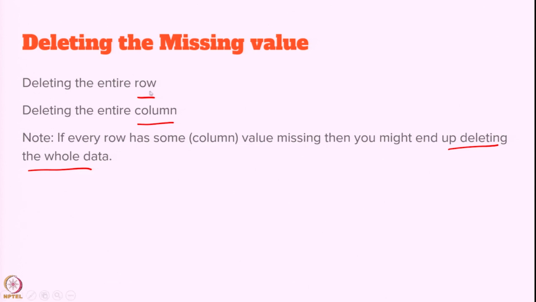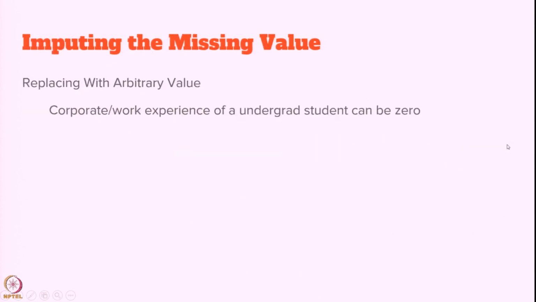If it is 1 or 2 instances, we can delete the entire row or we can delete the entire column. If very few instances are affected, we can delete both rows and columns. But we have to make sure that we do not end up deleting the entire data. Now, that is about deleting. Deleting is quite simple. Now, let us see what imputing is.